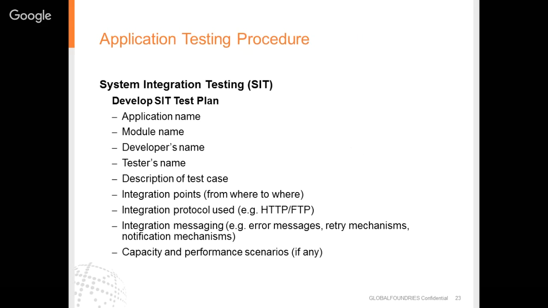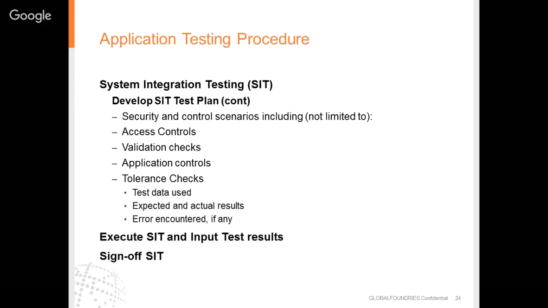So that should include application name, module name, developer's name, tester's name, description of the test case, integration points, integration protocol, integration messaging, capacity and perform scenarios if any. Should also include security and control scenarios, including not limited to access controls, validation checks, application controls, tolerance checks. That is, test data used, expected and actual results, error encountered if any. Execute the SIT and input test results and sign off SIT.